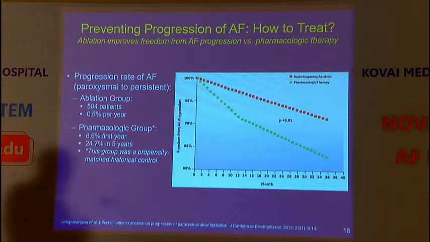You see here, the ablation group, you look at the progression, it is 0.6% per year, while in the pharmacological group, it's close to 9% in the first year and close to 25% in 5 years. 1/4 of your patients who have been kept on, I'm not talking about a rate control strategy, the patients who are kept on pharmacological rhythm control strategy progressed. 1/4 of your patients have already gone into a persistent or permanent form where you may not be able to offer them further management options, including ablation, when they come back to you after 5 years.